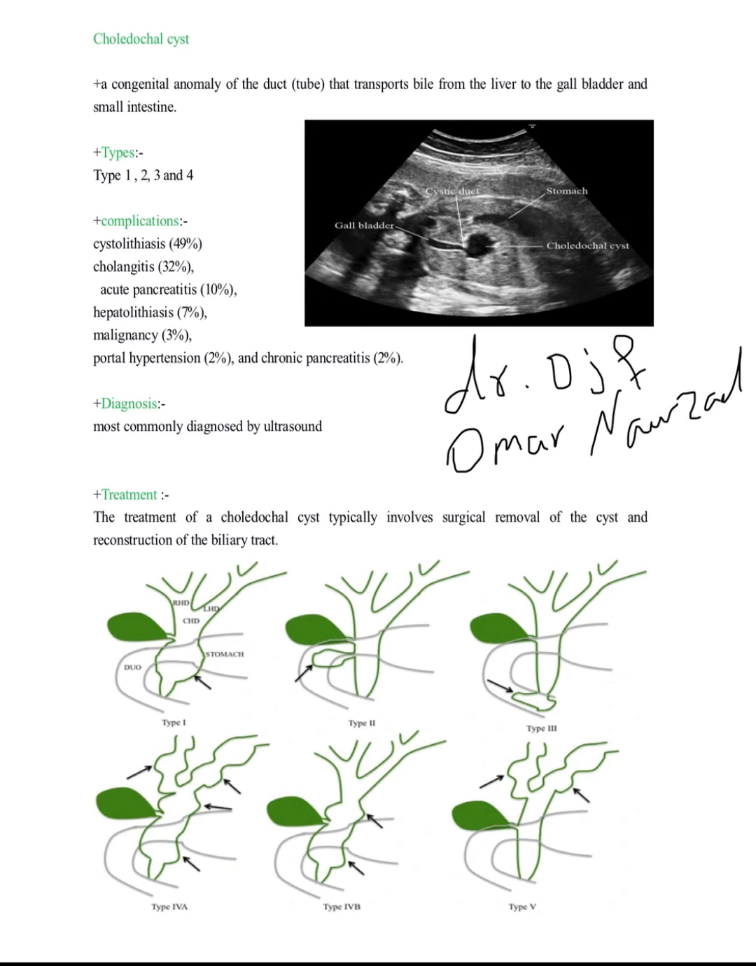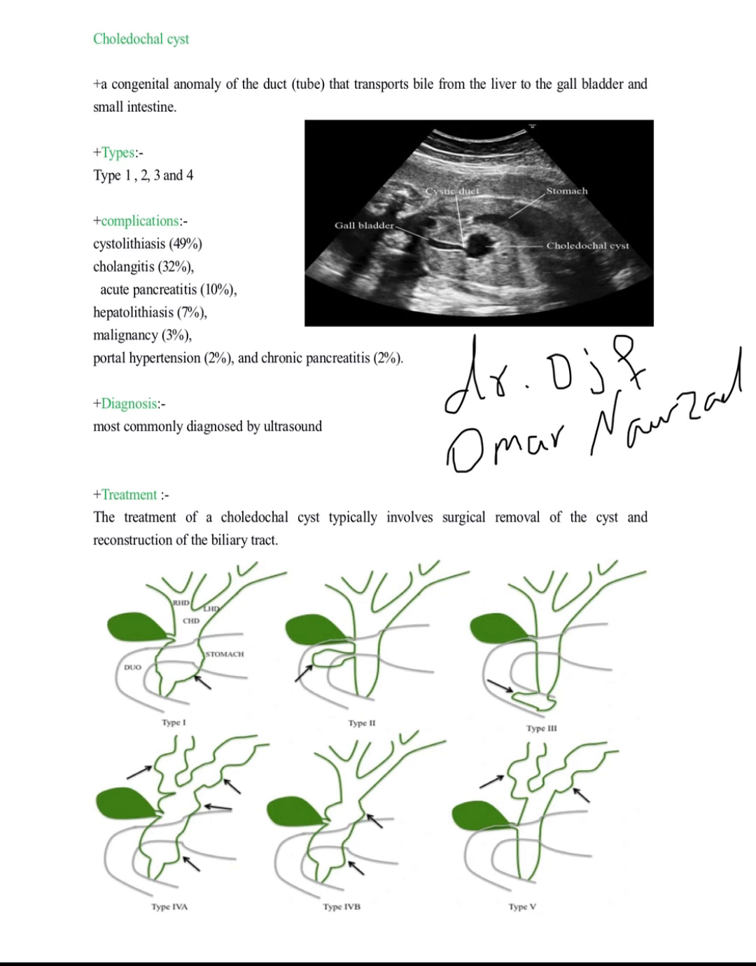Choledochal cysts can cause several complications, including recurrent infection, biliary obstruction, pancreatitis, and liver damage. And the treatment of the choledochal cyst typically involves surgical removal of the cyst and reconstruction of the biliary tract.